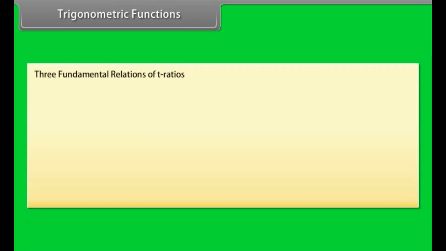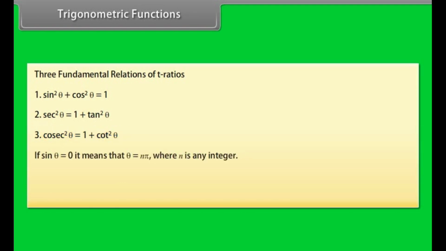Trigonometric functions. Three fundamental relations of T ratios. Sin square theta plus cos square theta is equal to 1. Sec square theta is equal to 1 plus tan square theta. Cosec square theta is equal to 1 plus cot square theta. If sin theta is equal to 0, it means that theta is equal to n pi, where n is any integer. If cos theta is equal to 0, it means that theta is equal to (2n plus 1) pi by 2, where n is any integer.